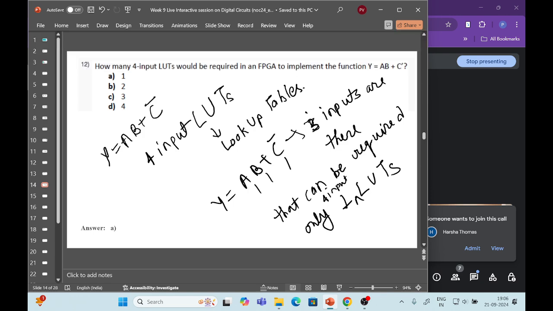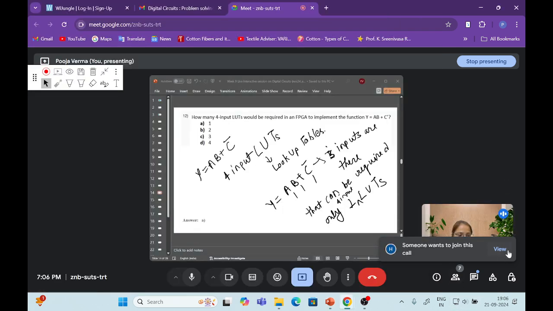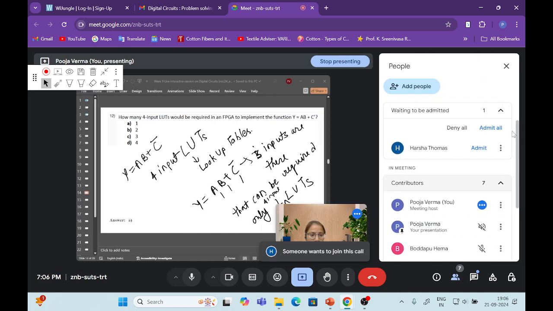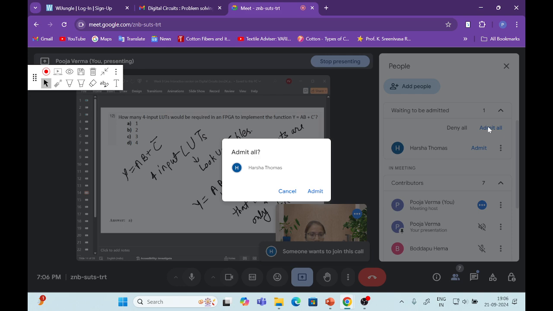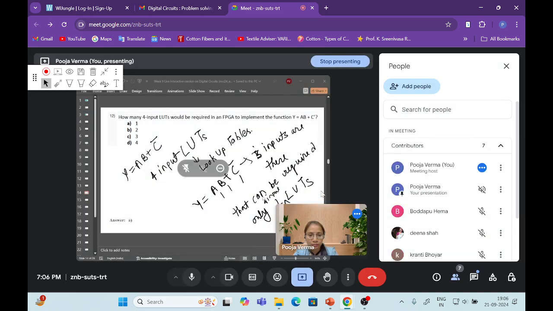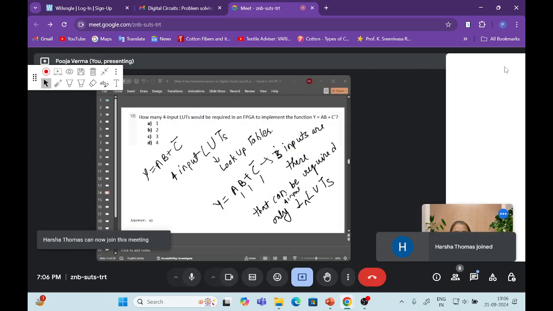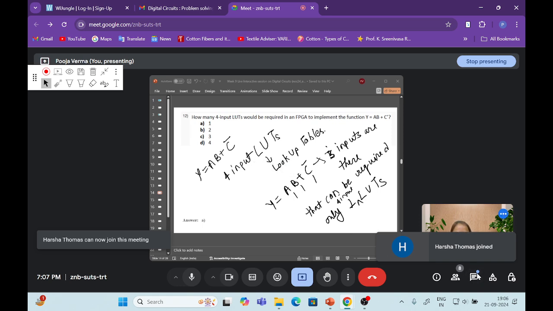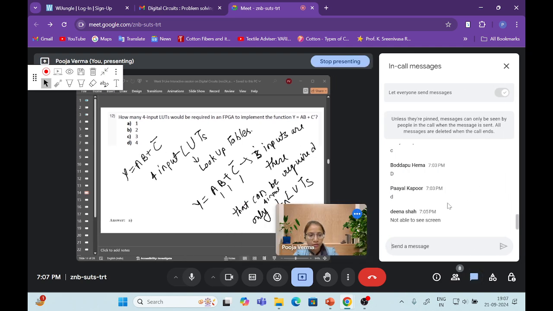Here it is. Only one 4 input lookup table is required. So option A is the correct answer for this question.